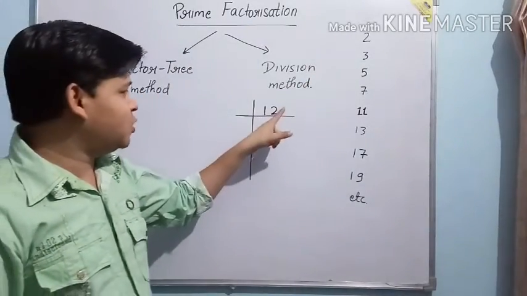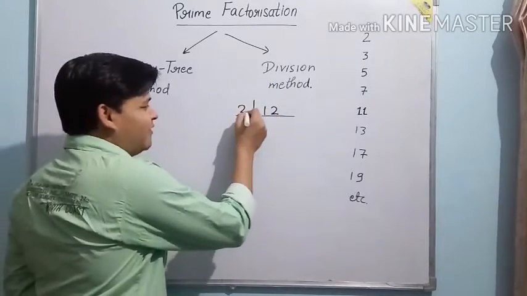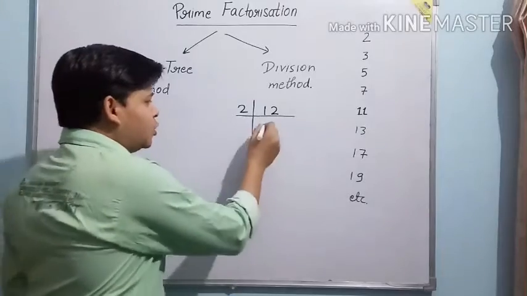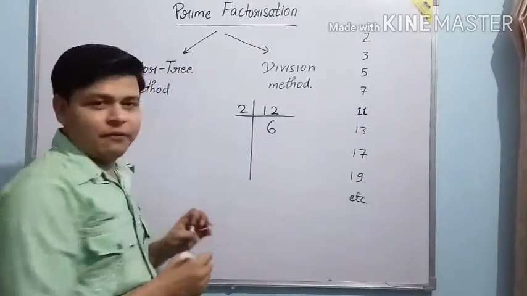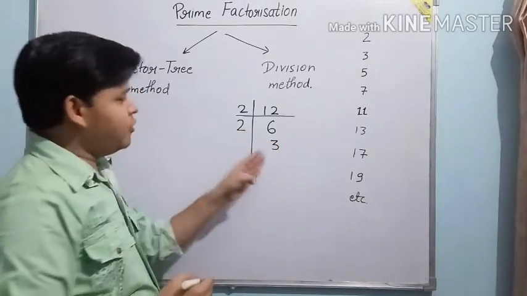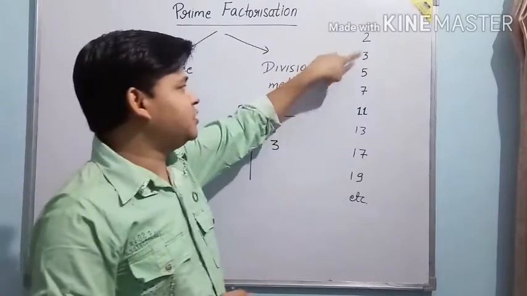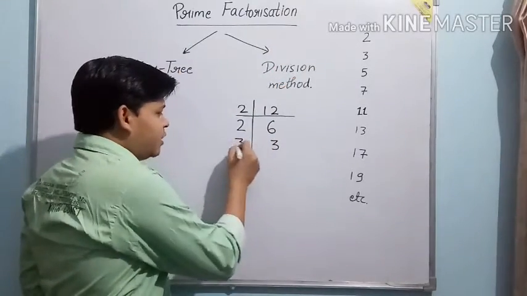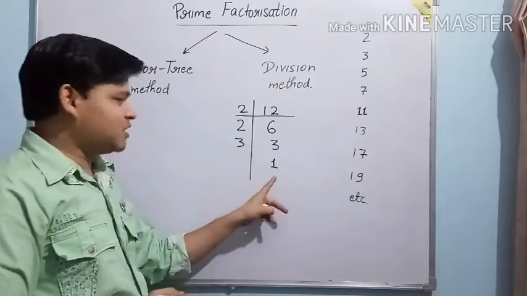If it is possible to divide 12 by 2, right? As we all know, 12 is divisible by 2. So we write here 2 6 times. Further, we will check with 2, 3 times. But here we know that 3 is not divisible by 2. So we will go to the next number, which is 3. So 3 1 time. So here we have to check that at last we must get 1.